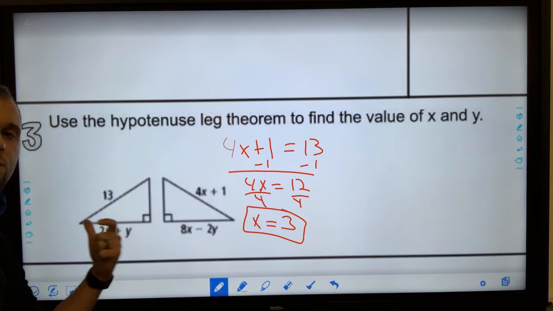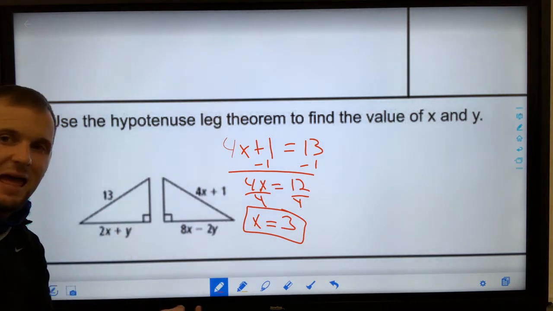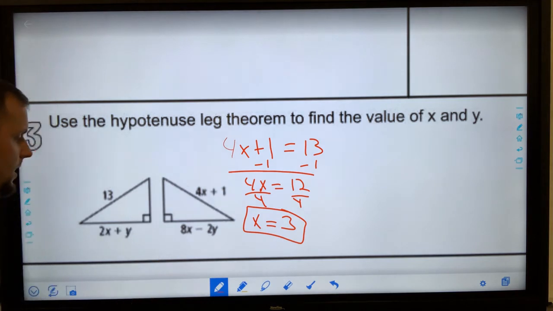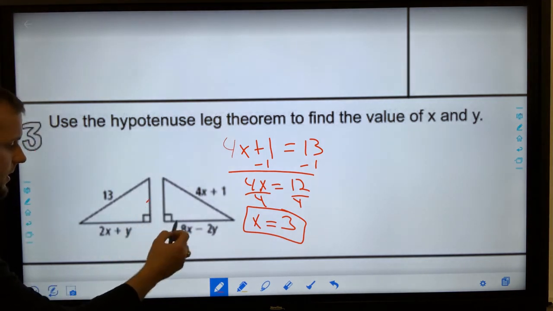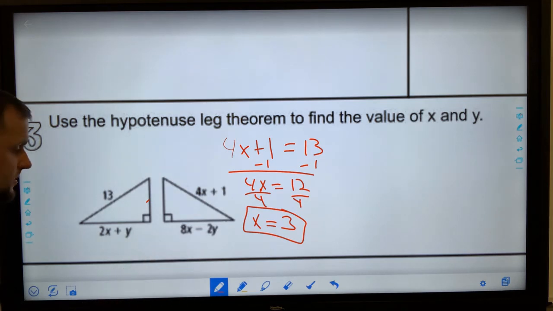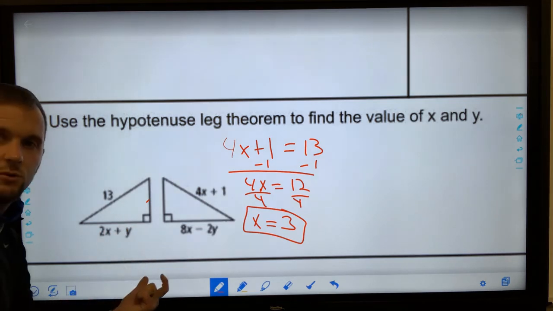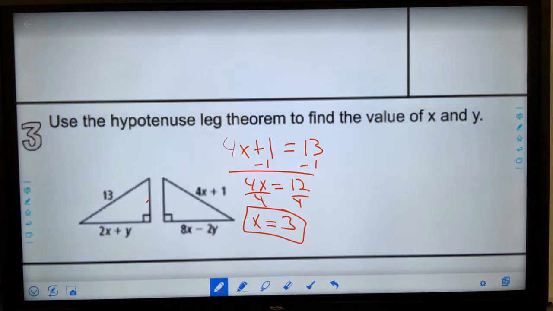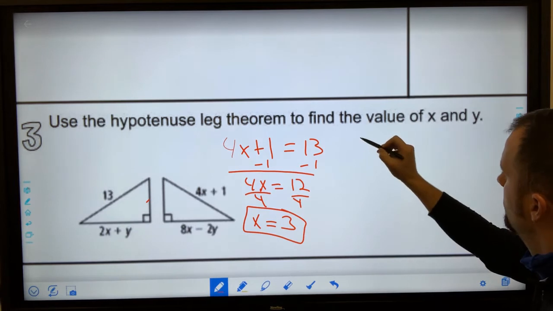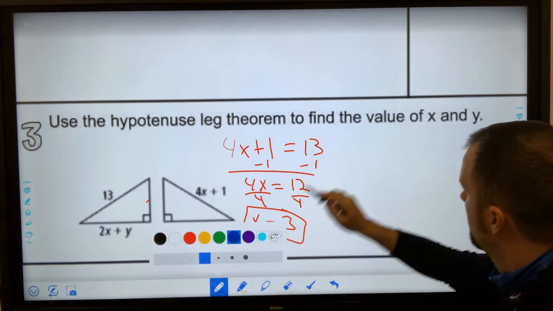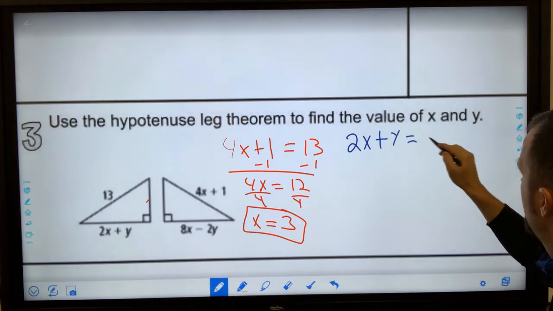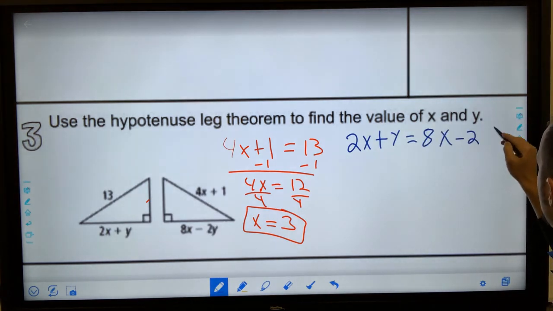So now in order for this to be congruent by hypotenuse leg, I need a leg to be congruent. So I have two legs right here, but these are the two legs that are going to be equal to each other. So I need to set both of these equations equal to each other, okay? So I'm going to move over here. I'm going to do it a different color. 2x plus y, and I'm going to set that equal to 8x minus 2y.